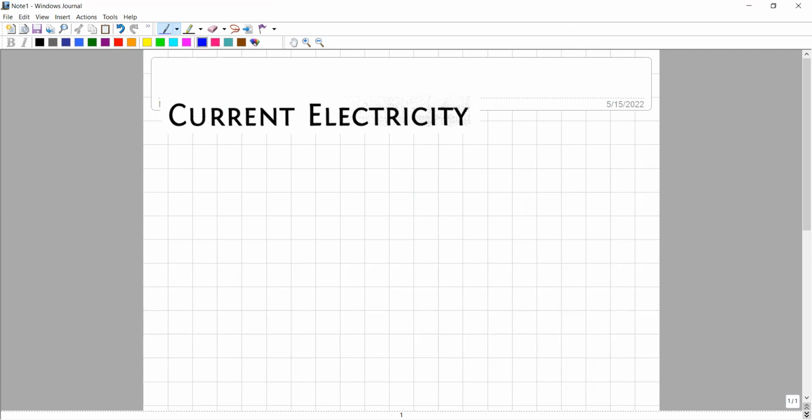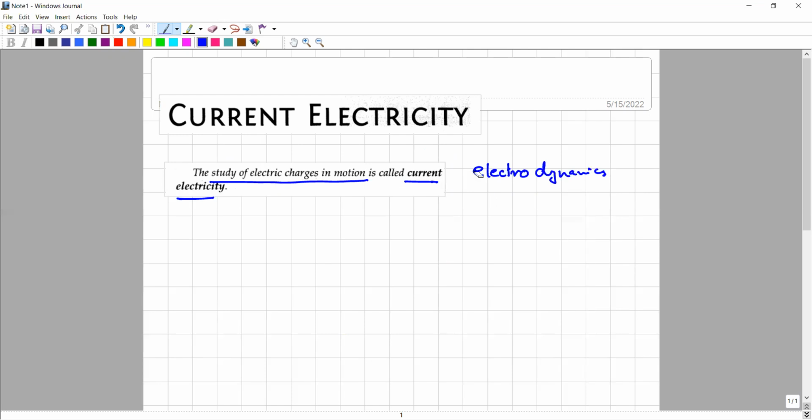Current electricity is one of the large chapters in the second year syllabus. So first, what is current? The study of electric charge in motion is current electricity, as the study of charges at rest was electrostatics. Current electricity is also known as electrodynamics, because it is the study of charge in motion.